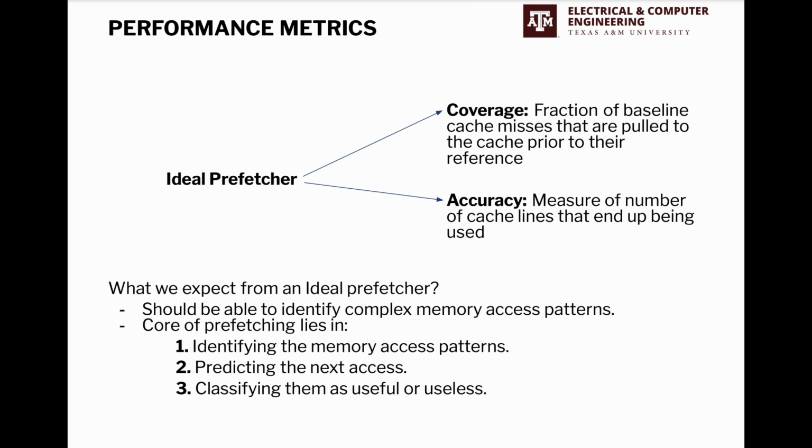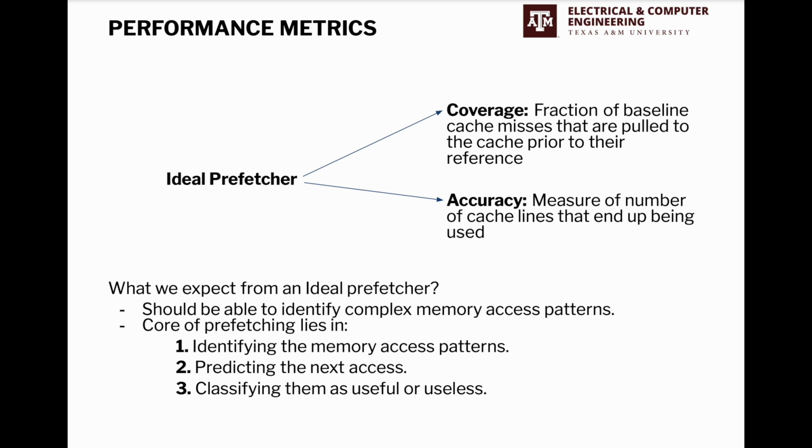So we have understood why prefetching is an essential part of improving performance, but what should be our expectation from an ideal prefetcher? An ideal prefetcher should have a better coverage, which is the fraction of baseline cache misses that is pulled to the cache prior to their reference. For instance, if there are like 10 cache misses without the use of the prefetcher, and with the use of prefetcher 9 of the misses become fetched, then we can say that the prefetcher has 90% coverage.